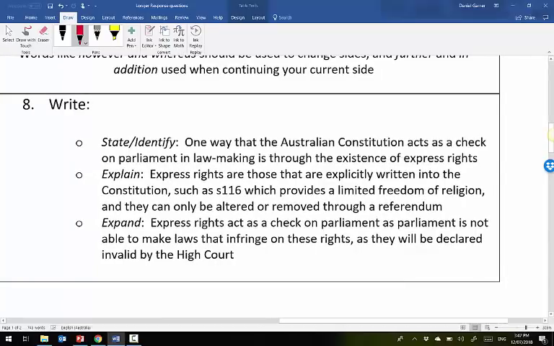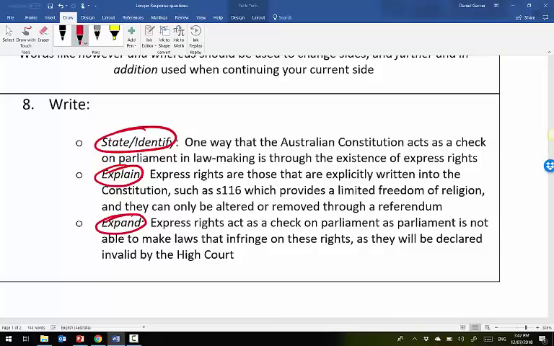When we write out our answer, there's a structure to this as well, and a structure you should look to use. What happens is a lot of people fall into the habit of just identifying or stating the evidence, and just writing a couple of sentences and then leaving it at that. But what we actually need to do is we need to state or identify the evidence, then actually explain what it means, and then expand on it. Okay?